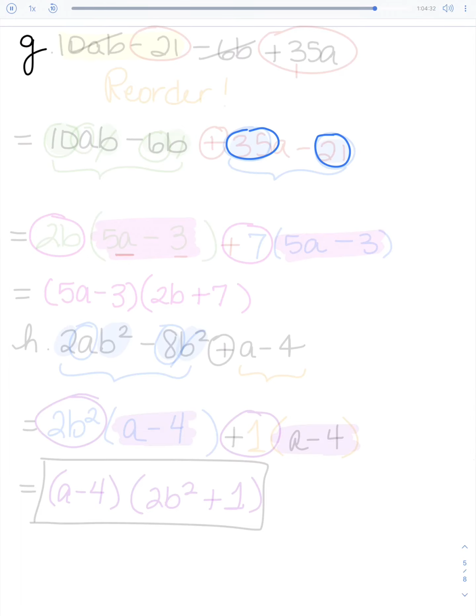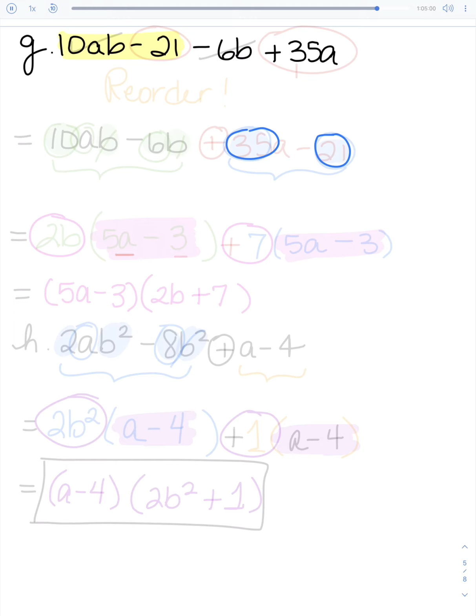Let's look at problem number G, or letter G, I guess. And that is going to be 10ab minus 21 minus 6b plus 35a. Now, what I notice right off the bat on this next one is if we start out looking at the 10ab and the negative 21, notice those first two terms don't have anything in common.